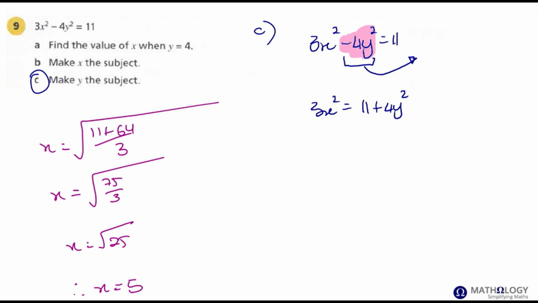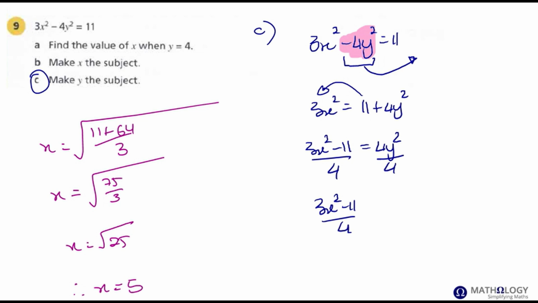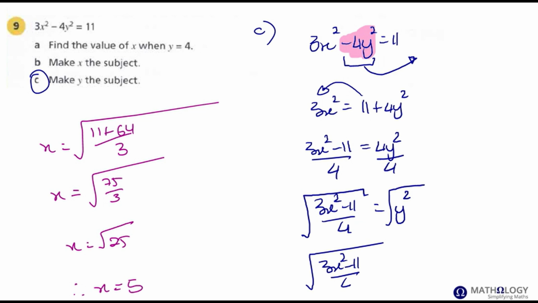Now we want y to be the subject. So now we're going to take 11 across to the left. So 3x squared minus 11 equals 4y squared. We want y to be the subject, so we divide both sides by 4. So (3x squared minus 11) over 4 equals y squared. y squared is the subject, but we want y to be the subject. So now we're going to square root y squared, which means we square root everything on the left hand side as well. So the square root of (3x squared minus 11) over 4 equals y. y is now the subject of the formula.